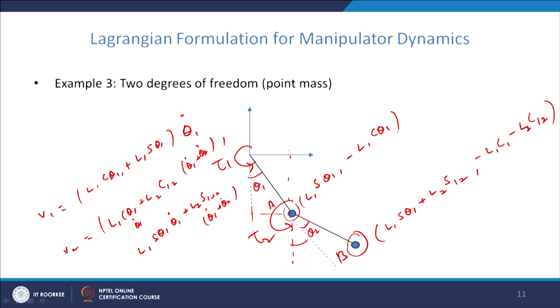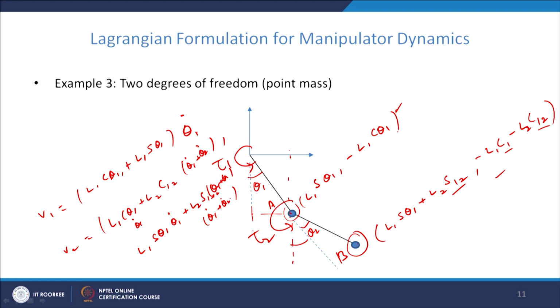Here different notations are used. C12 means cos of theta 1 plus theta 2, C1 means cos of theta 1, and so on. The notations are mixed here: S1 is sin theta 1, and S12 means sin of theta 1 plus theta 2. Now, if we differentiate with respect to t, we get the velocity of the point A, and this second one will give the velocity of the point B.